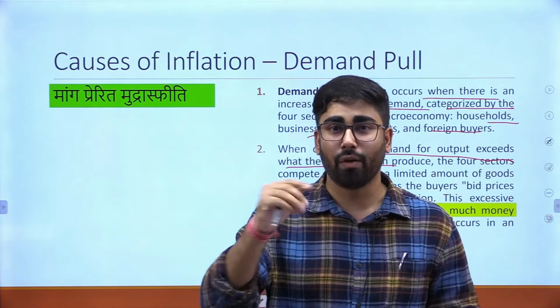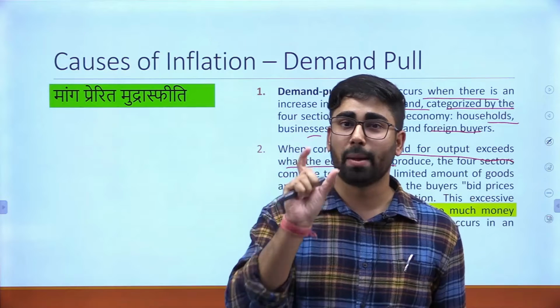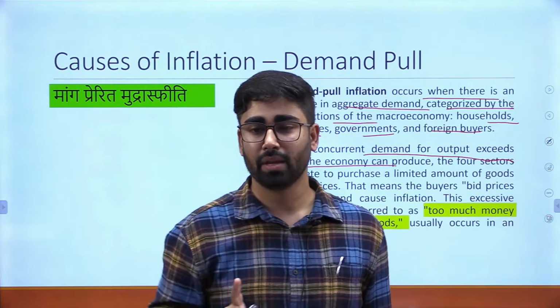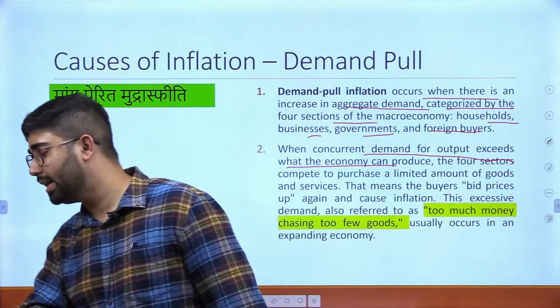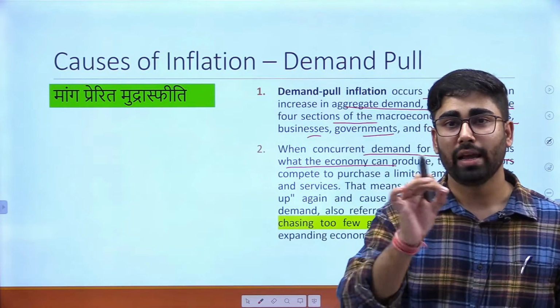the price of this paper is increasing and hence the inflation in the economy increases because demand is more than what supply is there. Do you understand this? Do you understand it? So this is what demand pull inflation is.